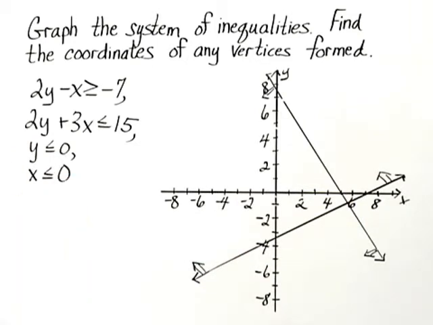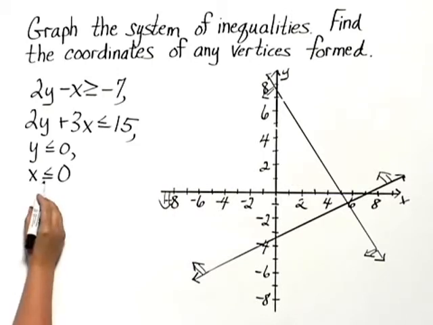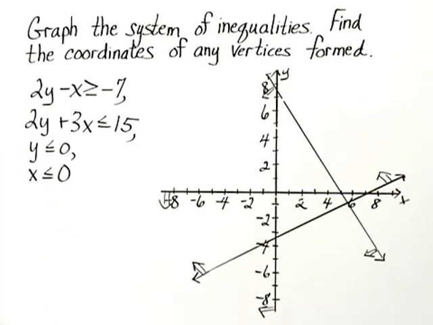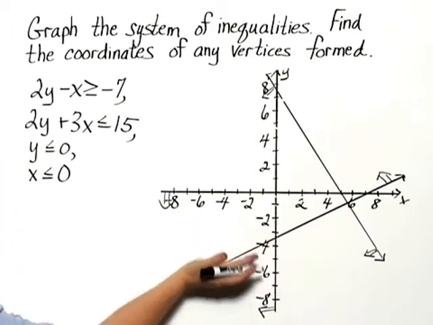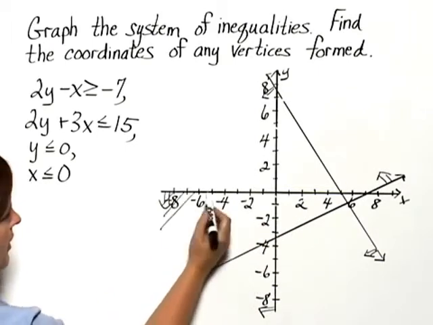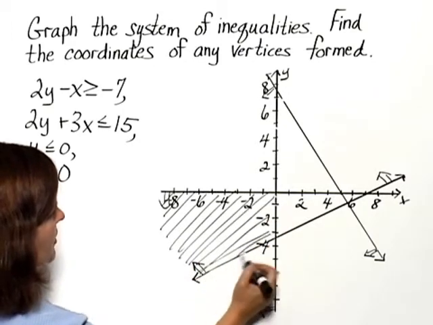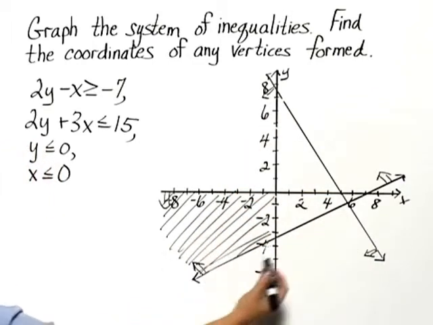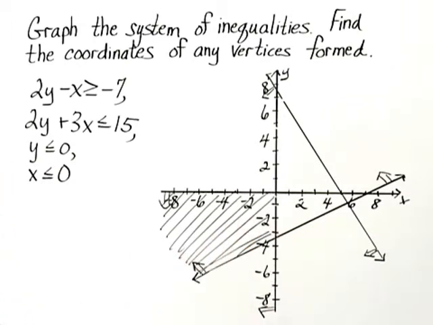Then we have y is less than or equal to 0. If y is less than or equal to 0, we are coloring in below the x-axis. If x is less than or equal to 0, we are going to shade in to the left of the y-axis. Now, if we're below this, to the left of this, above this, we're really going to be looking at this section right here. You'll notice that this inequality here does not figure much into this because it's all below that, but it has to also be below this corner as well.